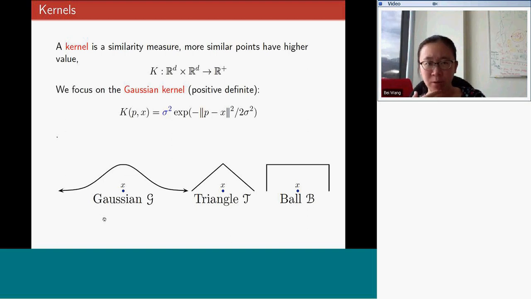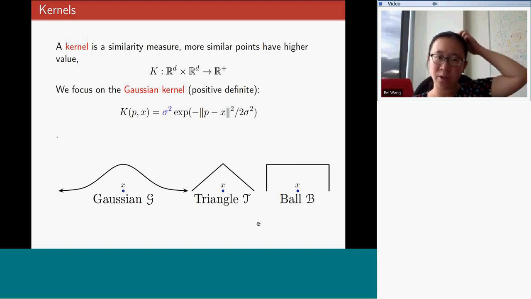Okay, an overview of what I mean by kernel. A kernel is a similarity measure that takes a pair of points in R^d and returns a non-negative value. In this particular case, we focus on the Gaussian kernel, and one property of it is that it is positive definite. So the Gaussian kernel between two points, P and X, takes the following form. In particular, we use this form because it gives us nice constants later in the proof. It has this nice infinite support. There are other typical kernels people consider, for example, the triangle kernel and kernels with other shapes.